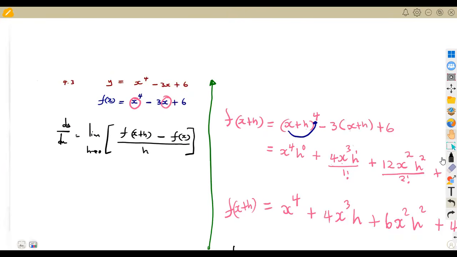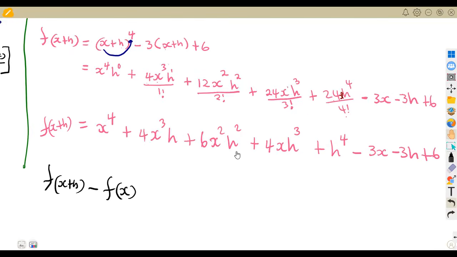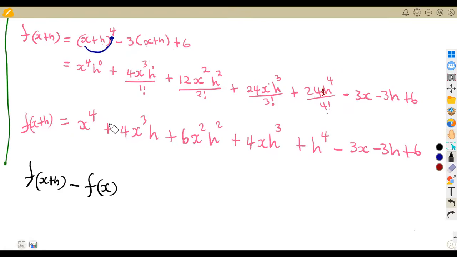So it means to subtract this, x to the exponent of 4, the part of x and the part of 6 will cancel. That is what it means. If you subtract that f of x here, this x to the exponent of 4 will cancel, the 3x and minus 3x will cancel, and also the constant 6 and minus 6 will cancel. So you're going to remain with this part representing your f of x plus h.